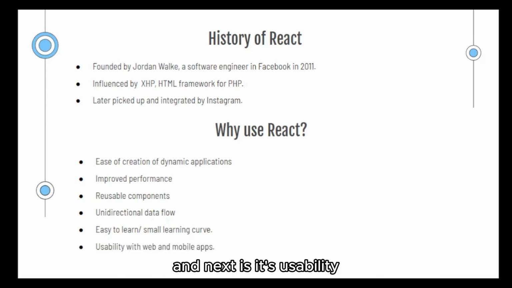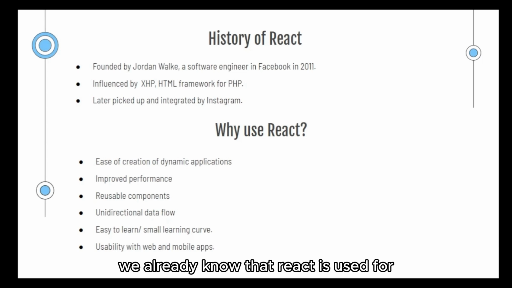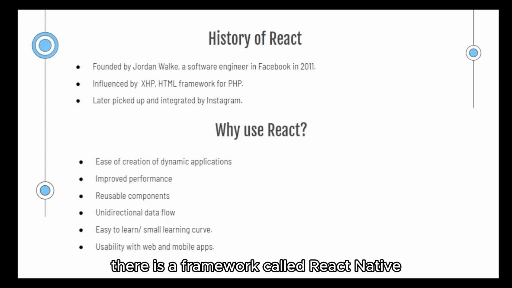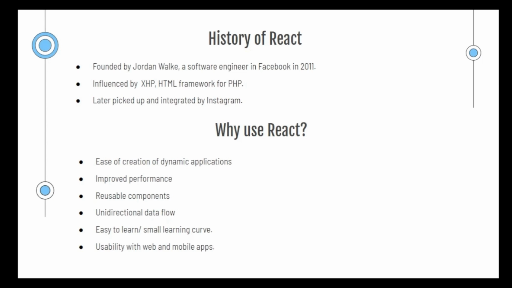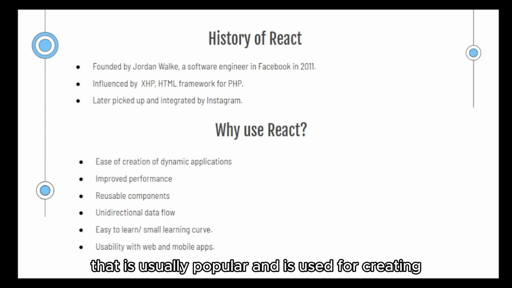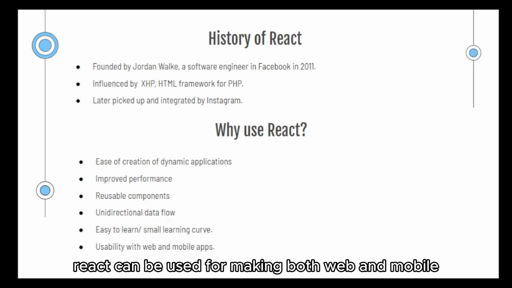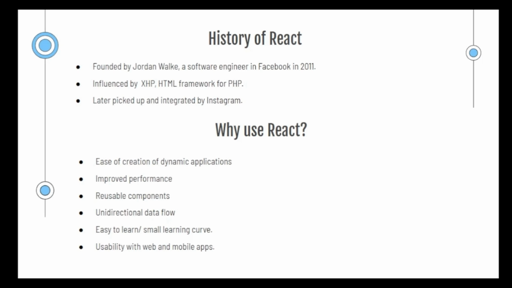And next is its usability with web and mobile applications. So it can be used for the development of both web and mobile apps. We already know that React is used for the development of web applications, but that's not all it can do. There is a framework called React Native, which is derived from React itself, that is hugely popular and is used for creating beautiful mobile applications. So in reality, React can be used for making both web and mobile applications.